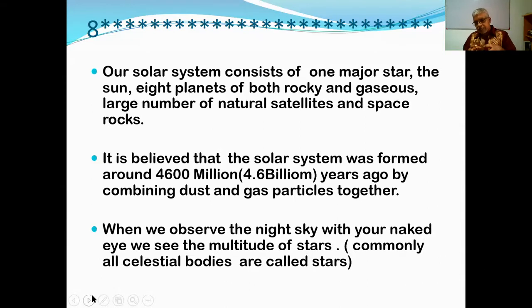When we observe the night sky with the naked eye, we see a multitude of stars. Because commonly what we see in the sky at night, we call them stars. But actually it's a common term. Not all of them are stars. Some are stars and some are other celestial bodies like planets. Sometimes when you observe the night sky, you see that some items are moving here and there. They are man-made satellites. Therefore, you will have to identify them when you observe the night sky.